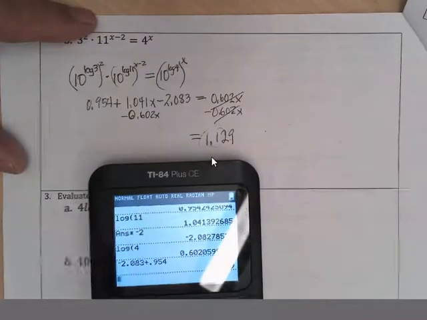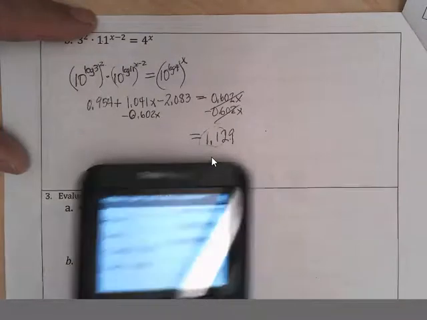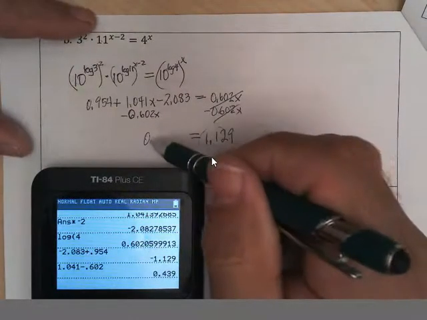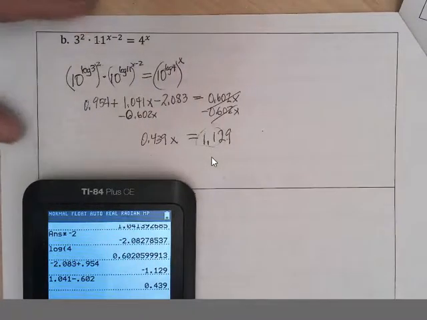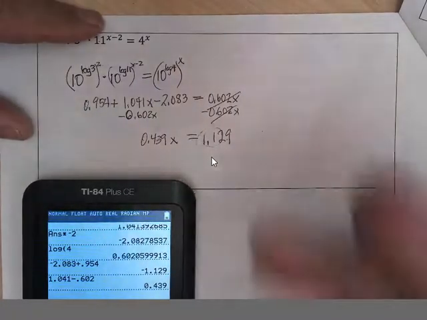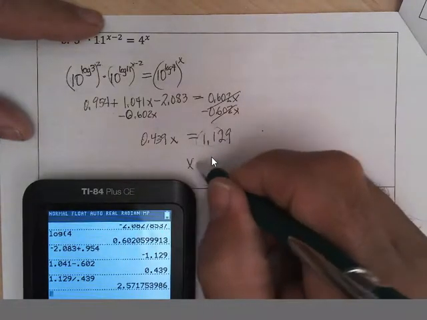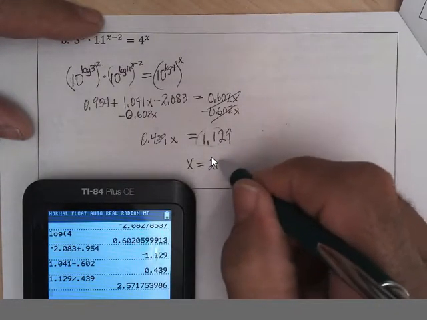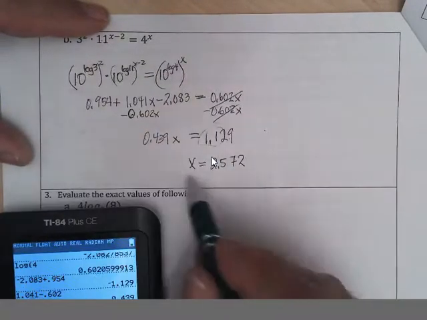sides, and I get, see, 1.041 minus 0.602. I get 0.439x equals that, and so then I will divide that 1.129 divided by 0.439, and I get x will have to be 2.572. That should be close.